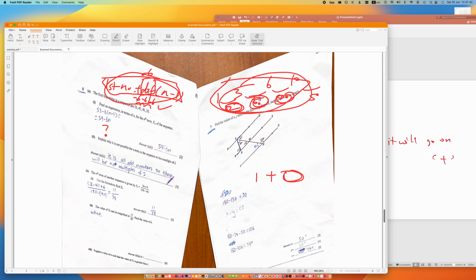You see, you skip steps already. The number is 53 minus 6, which is the difference. N minus 1 and minus 6 times n. Of course, okay, I know how you get this, but you need to show me the steps. So you don't skip steps, because when you skip steps, then it's very likely that you get it wrong.